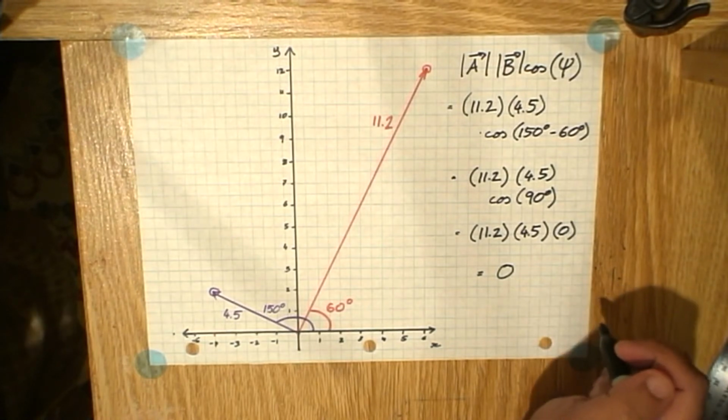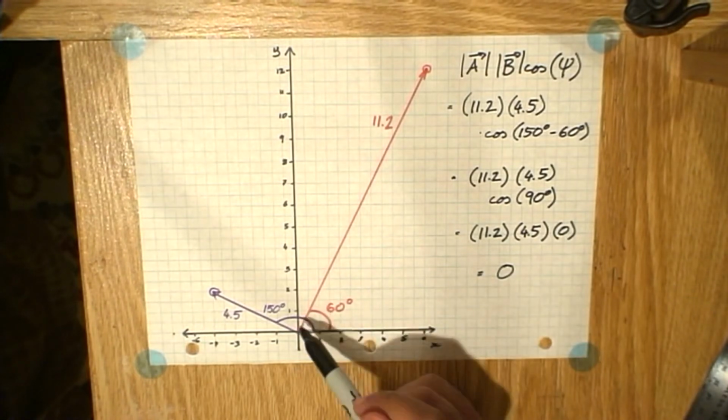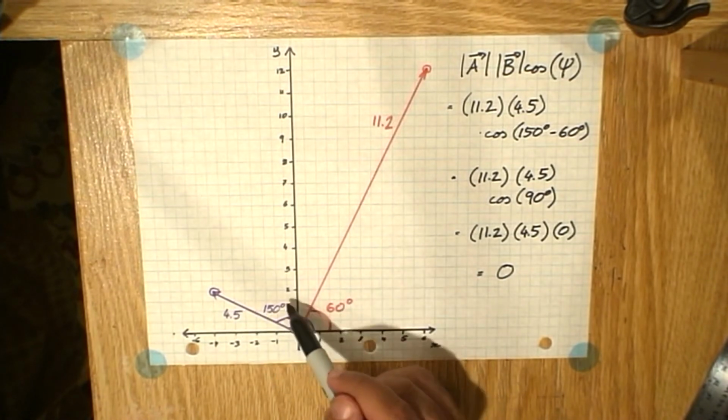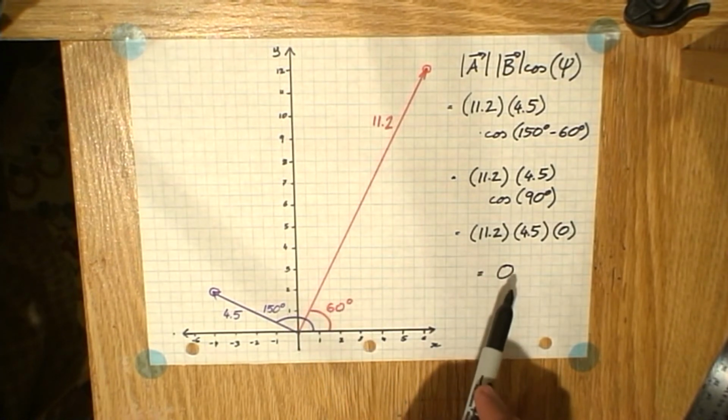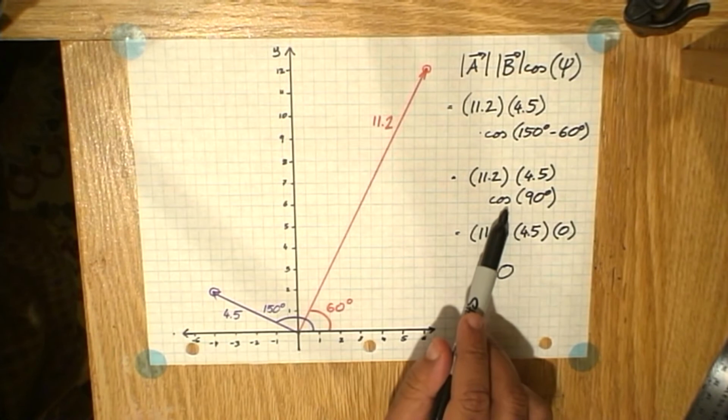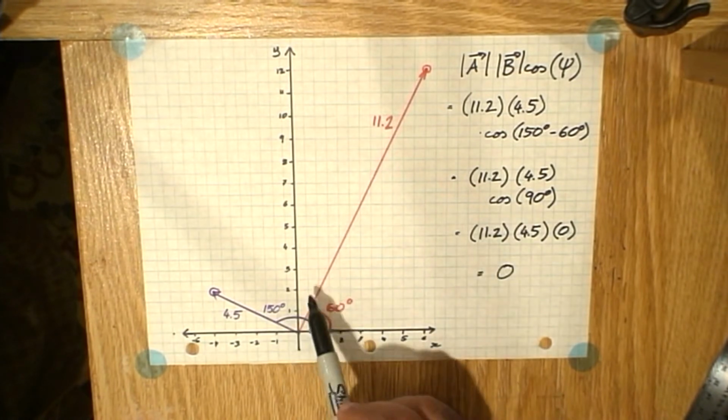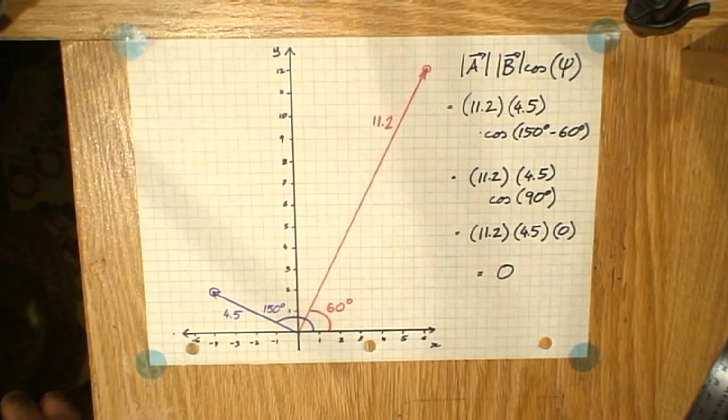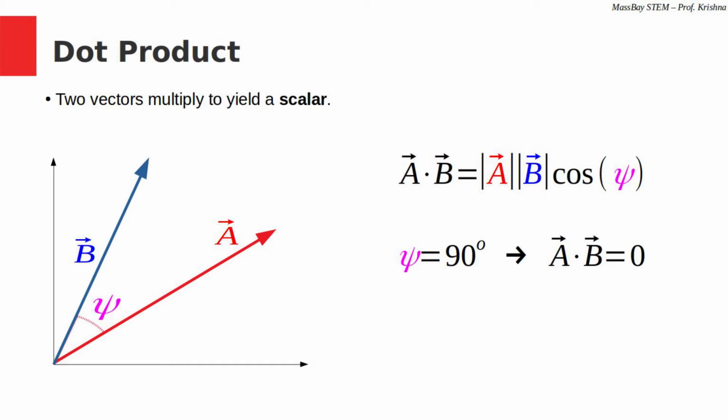In general, whenever you have two vectors that are pointed 90 degrees apart from each other, like this, the dot product will always be 0, because you're taking the cosine of 90 degrees, the angle between them, and the cosine of 90 degrees is 0. If two vectors are 90 degrees apart, the dot product always works out to 0. This fact will be important when we start applying the dot product calculation to work.